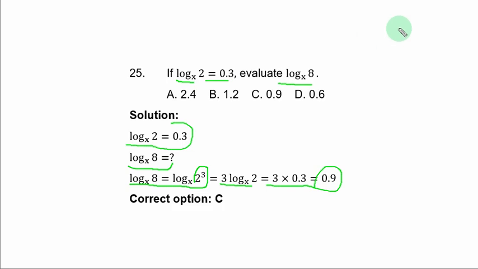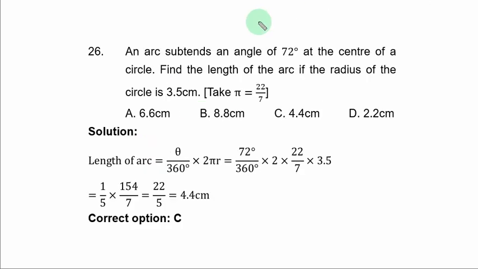C is the correct option. Question 26. An arc subtends an angle of 72 degrees at the center of a circle. Find the length of arc if the radius of the circle is 3.5 cm. Take pi equal to 22 over 7.